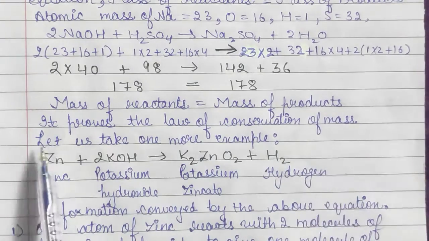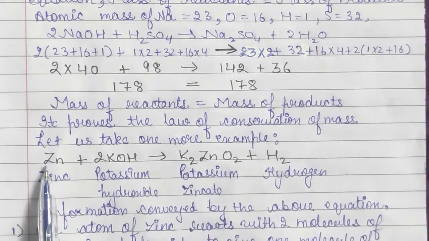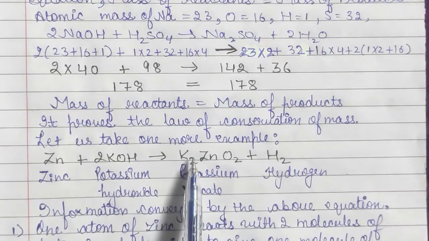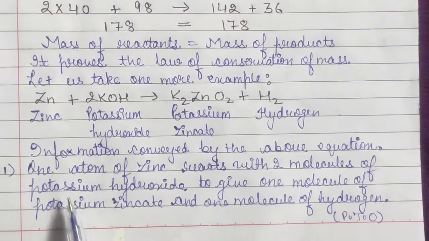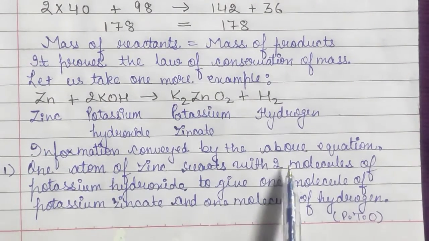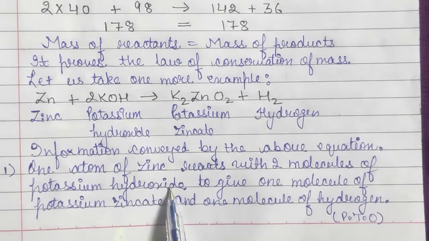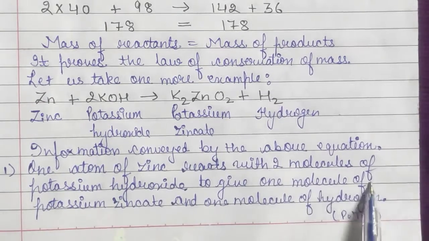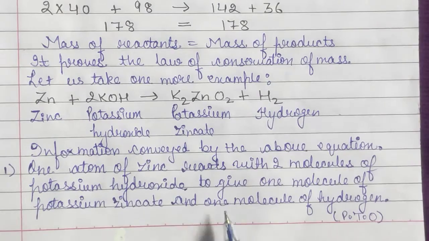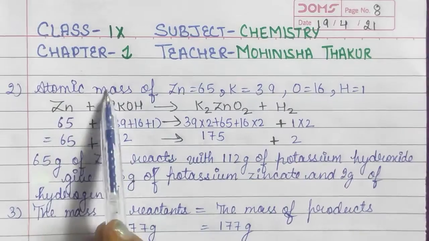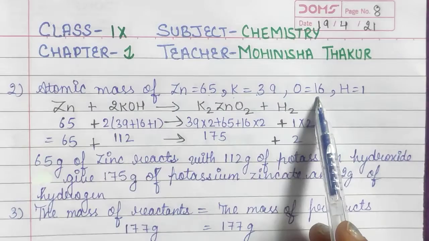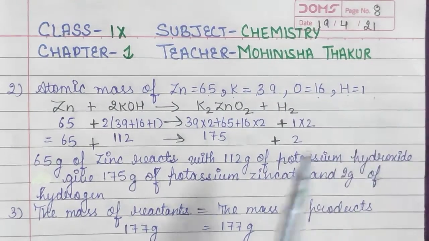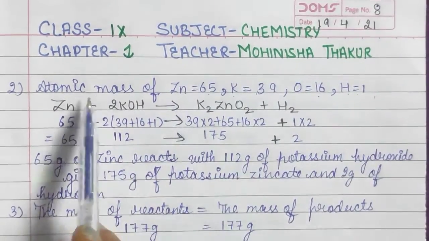Let us take one more example, which is zinc + 2KOH gives K2ZnO2 + H2. Here, 1 atom of zinc reacts with 2 molecules of potassium hydroxide to give 1 molecule of potassium zincate and 1 molecule of hydrogen. So, the atomic mass of zinc is 65, potassium is 39, oxygen is 16 and hydrogen is 1. So put these atomic masses in this given equation.